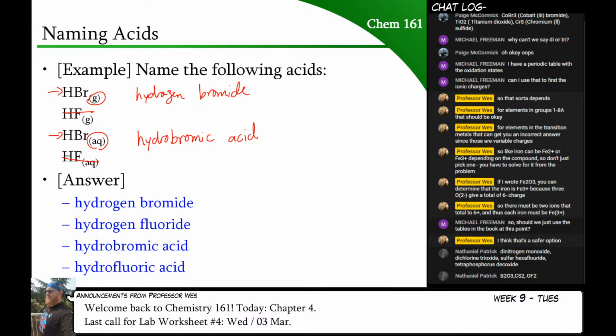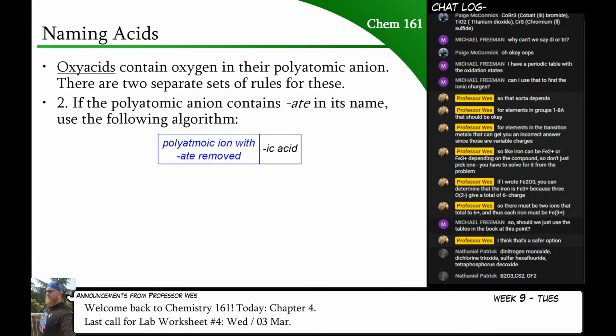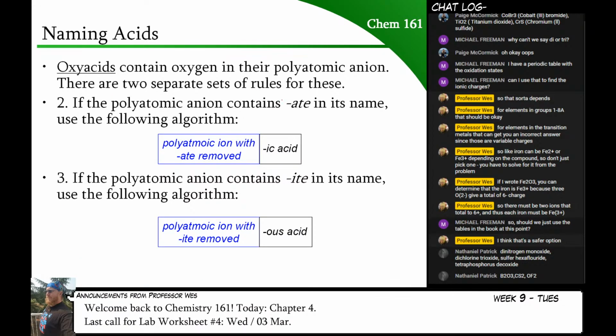All right. That's the first rule. The second and the third rules are based off of the end of your polyatomic ion. So does the polyatomic ion end in "ate" or "ite"? If your polyatomic ion ends in "ate", so for example, sulfate or nitrate or phosphate, then what you do is you strip off the "ate" and you write "ic acid" on the end.